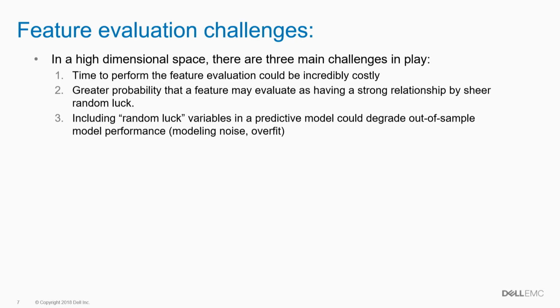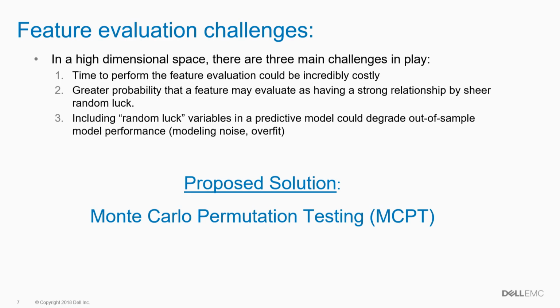So what are the feature evaluation challenges in a high-dimensional space? Three main challenges are at play. One, the time to perform the evaluation can be incredibly costly. Also, the more variables that you have, the likelihood of one of those variables showing relevance through sheer random luck is going to increase. And then if you put those random luck variables into a model, just by the nature of the algorithm, it's going to look for signal in order to create the model. There's the risk of overfitting and modeling noise. So the proposed solution is, okay, let's narrow that down using some sort of method. We're going to go over Monte Carlo permutation testing.